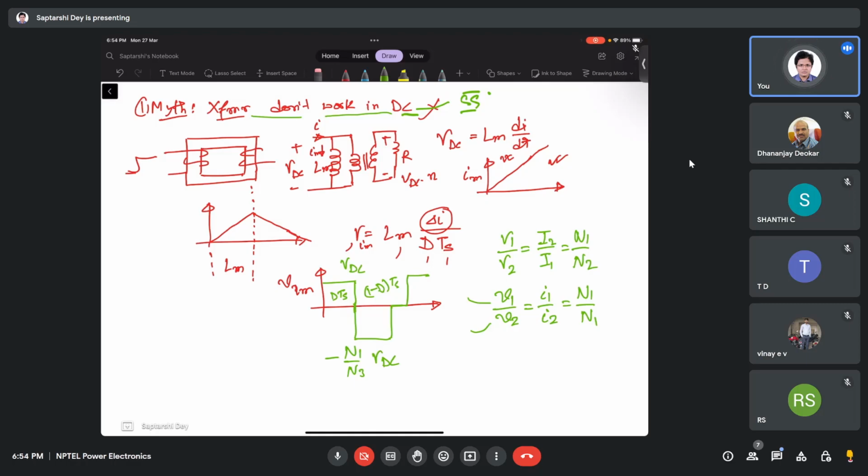But at the end, if you look at the steady state operation, yes, they're working in AC only. In steady state operation, they cannot work in DC.